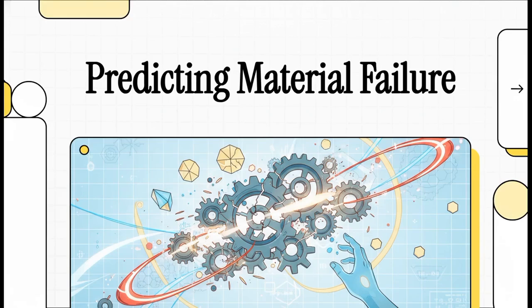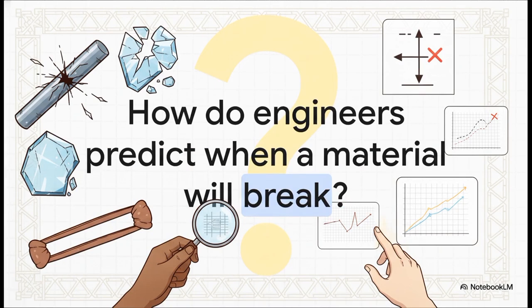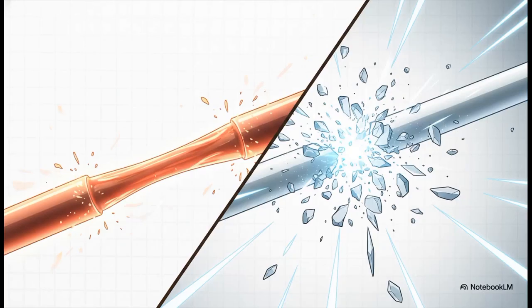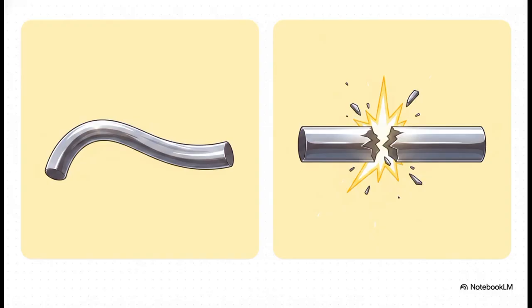How do engineers predict the exact moment something will break? Let's get into it. Well, it all starts with a key idea. Not all materials break in the same way. Yep, things either fail in a ductile way or a brittle way. This distinction is everything. Think of ductile materials that deform first versus brittle ones that fail without any warning.